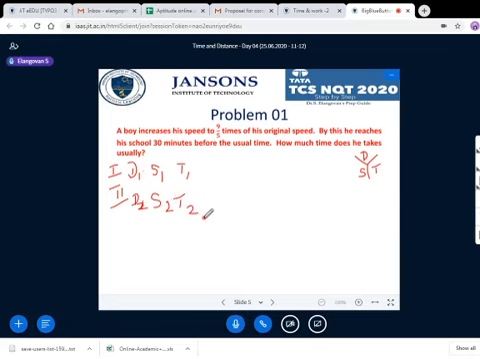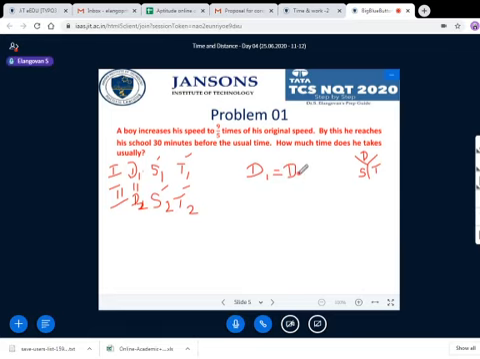Now, when something is common, then you have to equate that. The boy increases his speed, so the speed is varied, so S1, S2 is correct. By this, he reaches his school 30 minutes before the usual time, so the time taken to reach is also varying. But how about the distance? Distance is same. The distance between his home and the school is going to be the same as far as this particular problem is concerned. So these two are same. Now I can equate D1 is equal to D2.